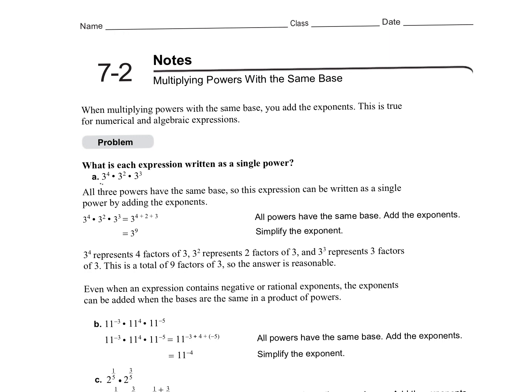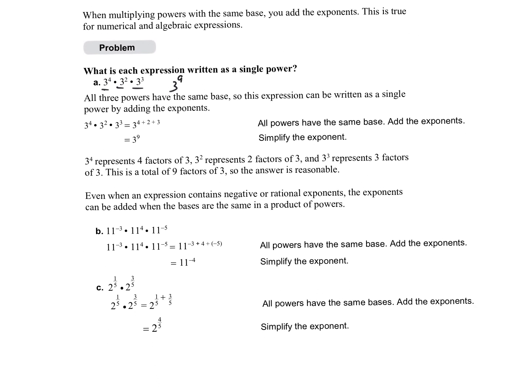Now, because this is the same base, we can actually just go ahead and rewrite it all with the exact same base and then just add up the powers. So it would be the base of 3 to the power of 4 plus 2 plus 3, which is 9. Sorry, not 10. 3 to the power of 9. Now, all three powers have the same base, so this expression can be written as a single power by adding the exponents, which is just what we did. So 3 to the power of 9. So all powers have the same base. Add the exponents. You can simplify the exponents.